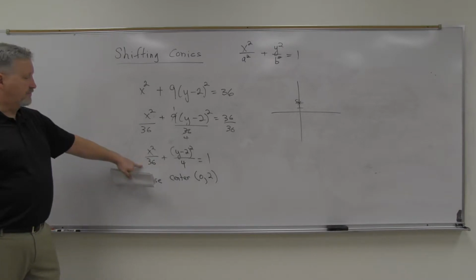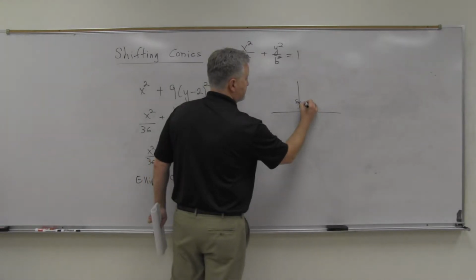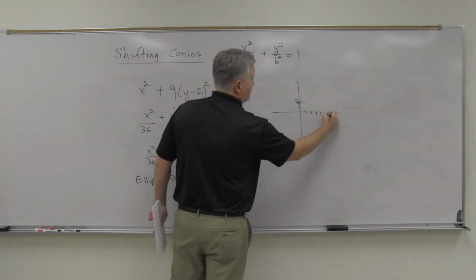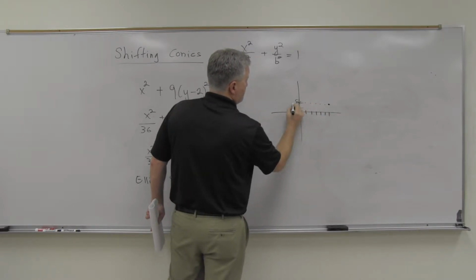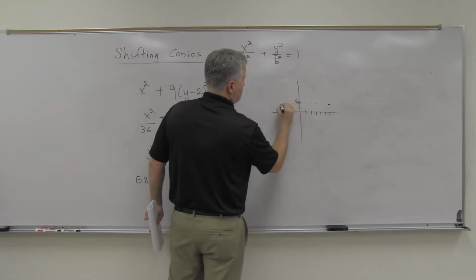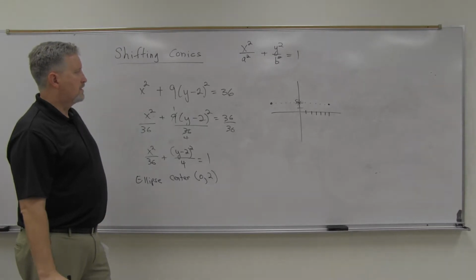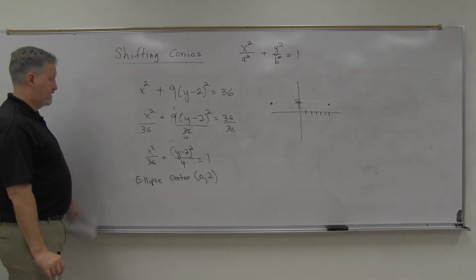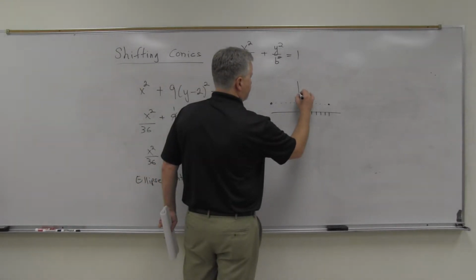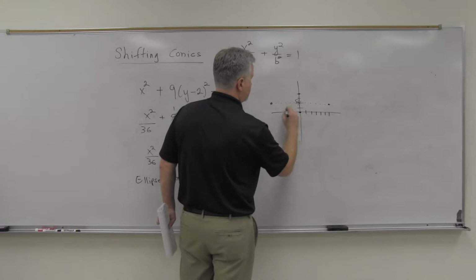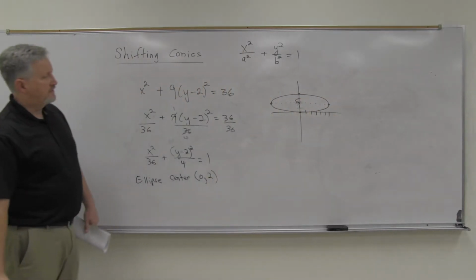I've got x squared over 36, so I go out in the x direction 6 backwards and forwards: 1, 2, 3, 4, 5, 6, and then 1, 2, 3, 4, 5, 6 in the other direction to the left. And in the y direction, the square root of 4, 2, up and down. So we got this nice little elongated ellipse there.